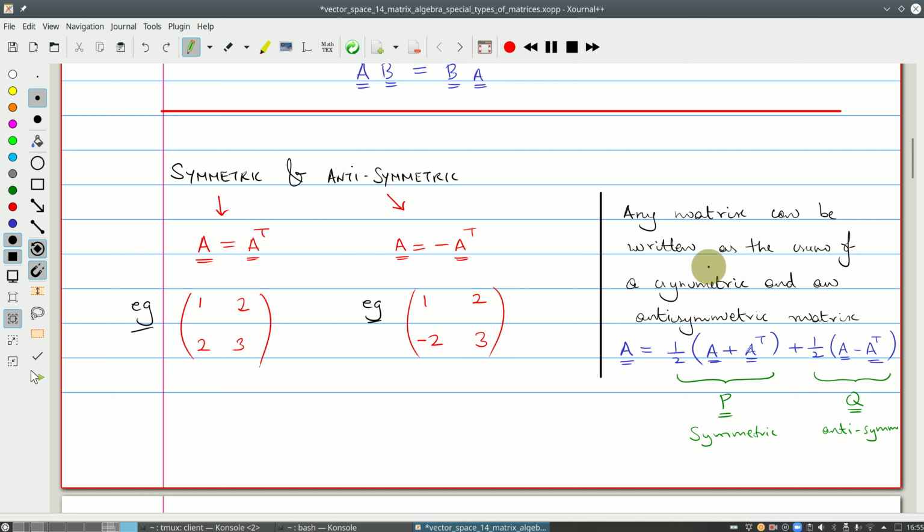Now any matrix can be written as the sum of a symmetric and an antisymmetric matrix. This is how it's done. If you take a general matrix A, you can always write it as half of A plus A transpose, plus half of A minus A transpose. Essentially, we've just added and subtracted half A transpose. If you define the first term to be a matrix P, it's easy to show that P is symmetric, and please show it. And then Q is antisymmetric. Please show this. So any matrix A can be written like this.